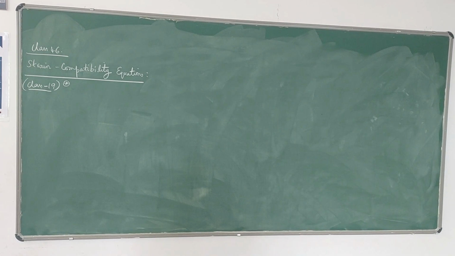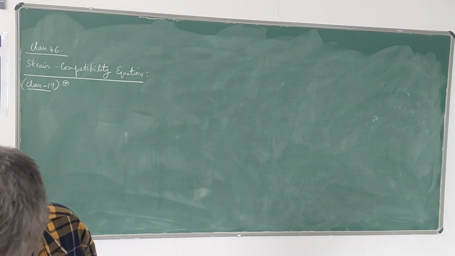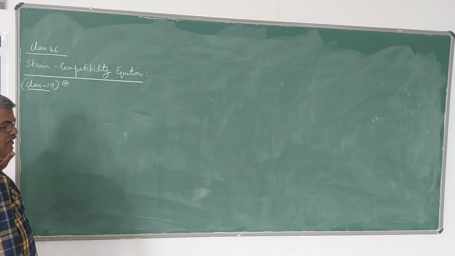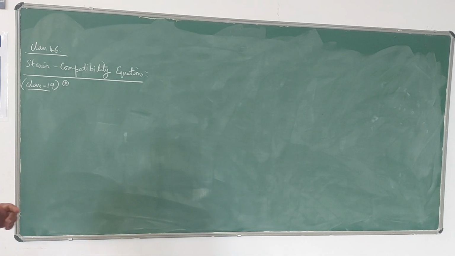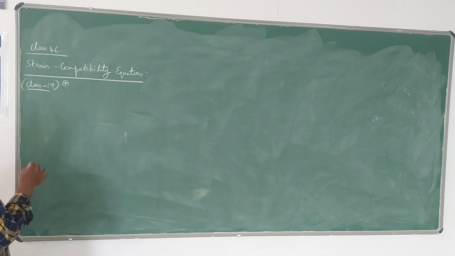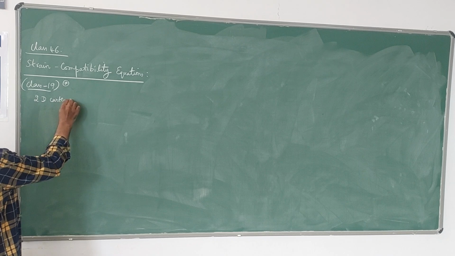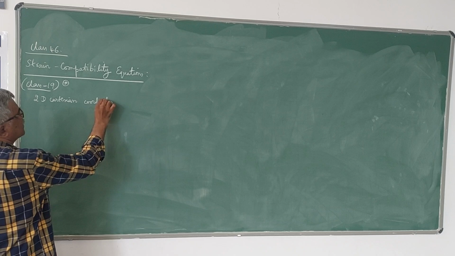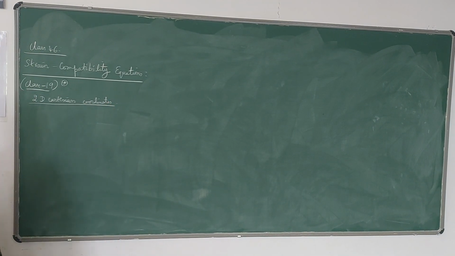Okay. Strain compatibility equations. So we have derived equilibrium equations. On similar lines, we have the strain displacement relations. In the last class, I had explained that. Let me restrict myself to two-dimensional Cartesian coordinates. I have explained the same thing for three-dimensional in class 19, so you can refer to that video, the class 19 video.